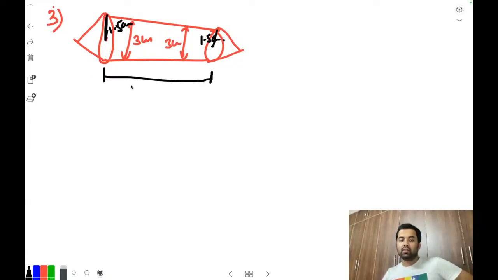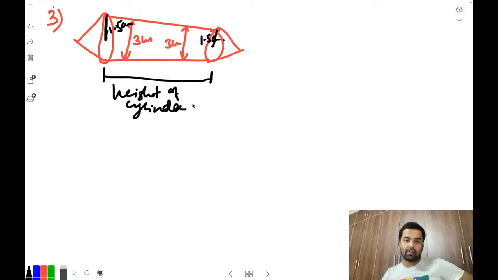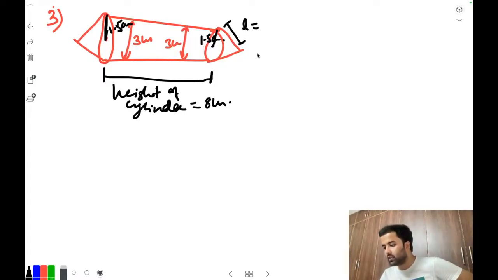Now this is the height of the cylinder given. Height of cylinder is 8 centimeter, and the L value is also given. Let me mention that also. Okay, let it be pi r square.